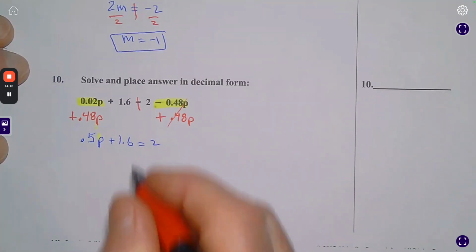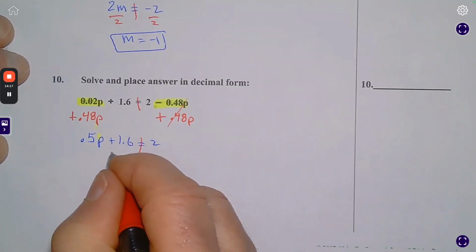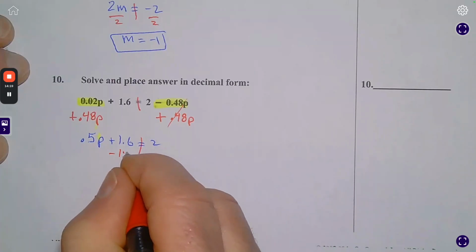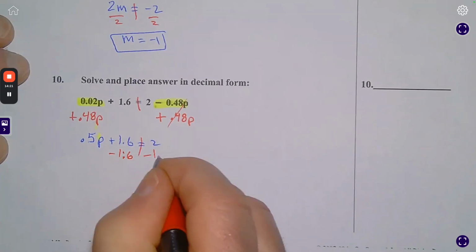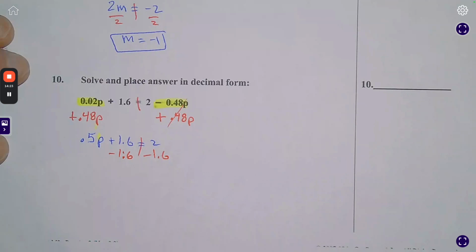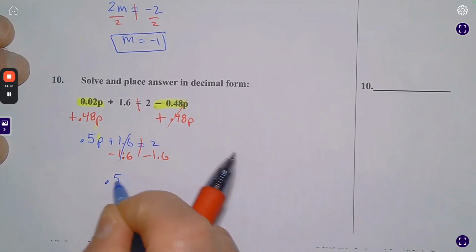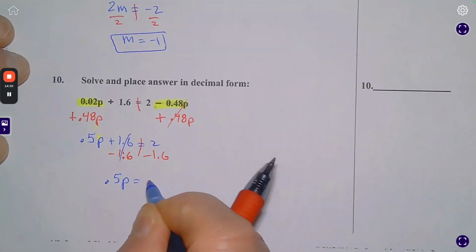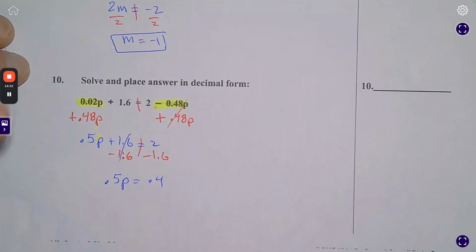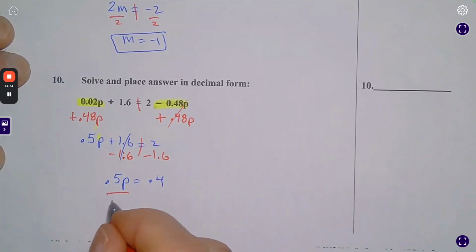Okay, now I'm going to inverse operation my plus 1.6 over. That's minus 1.6. Sorry about that little extra dot there. This goes to 0. 0.5p is equal to 0.4. Divide both sides by 0.5.